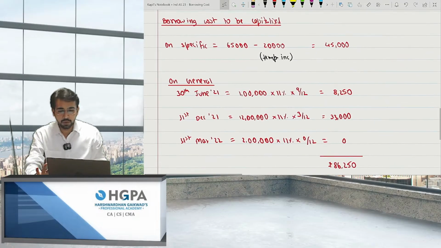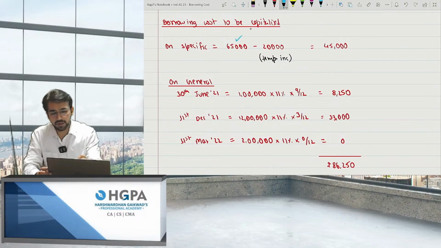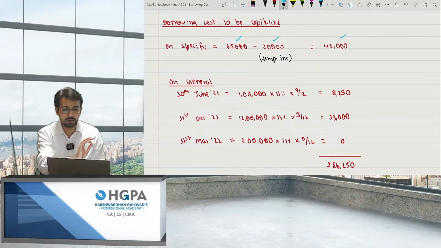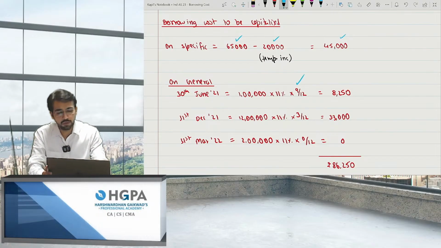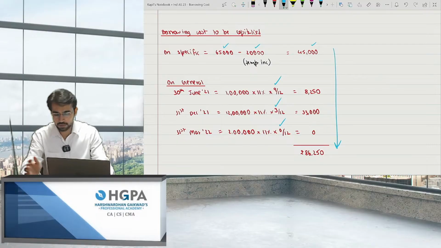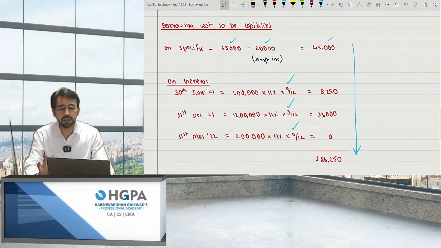So on specific, the amount was directly given, 65 minus 20, 45,000. And on general, you just have to take the amount of expenditure and the number of months. So for the first one, it was 9 months. For the second one, it was 3 months. And for the third one, it was 0 months. So 1 lakh into 11% for 9 months, 12 lakh into 11% for 3 months, and 2 lakh into 11% for 0 months. This will be the total cost which needs to be capitalized.